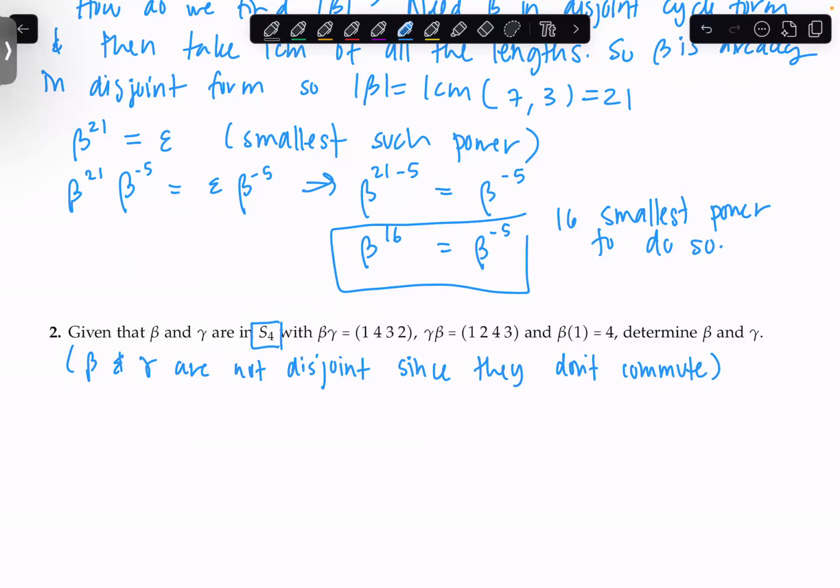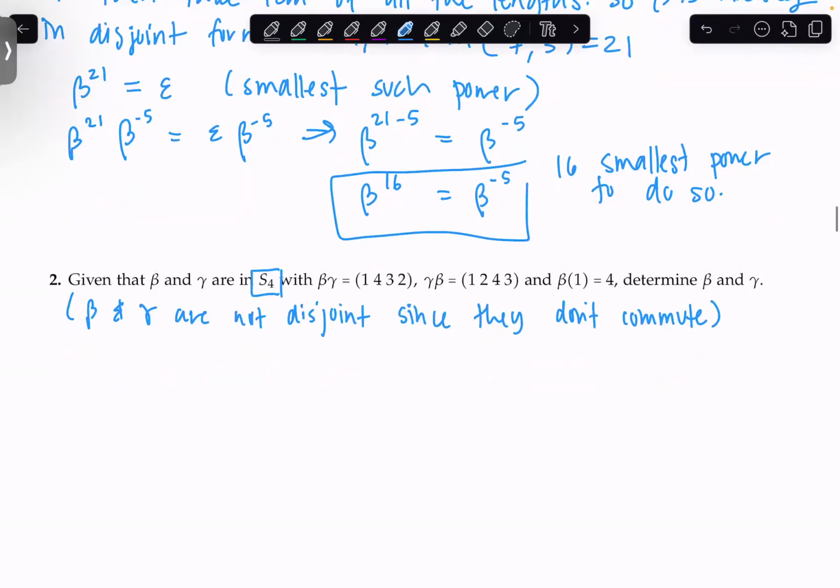If that was anything beyond 4, I could still figure this out, because if they don't show up, then they have to fix it. I might have to do a little bit more work to say why each of them then had to fix those elements. But let's first try to figure out what we can do specifically with this information. How can I combine it with one of these two to tell me more either about gamma or about beta? Okay, so let's look at beta of 1 equal to 4.